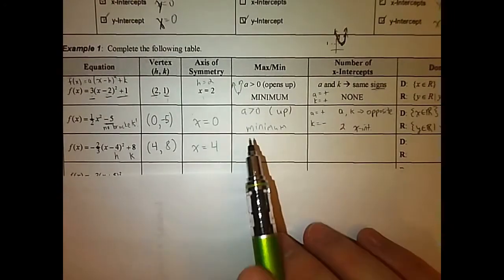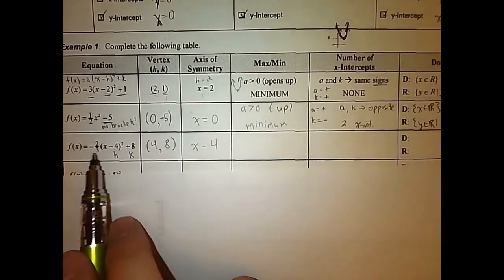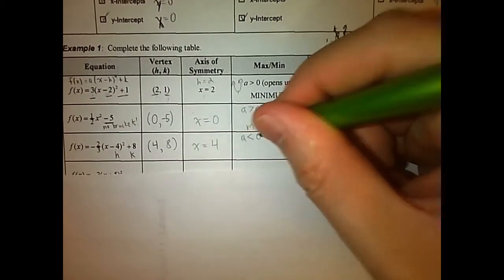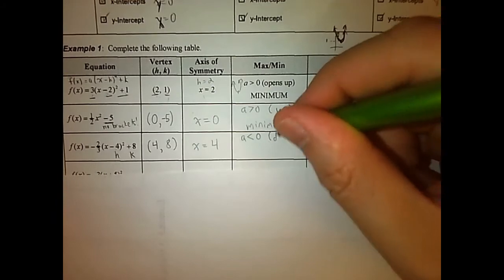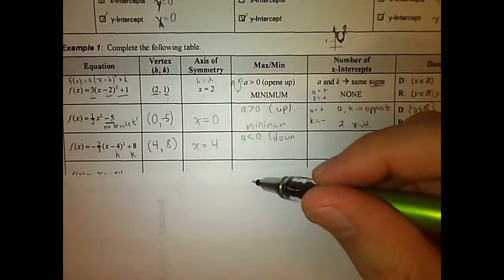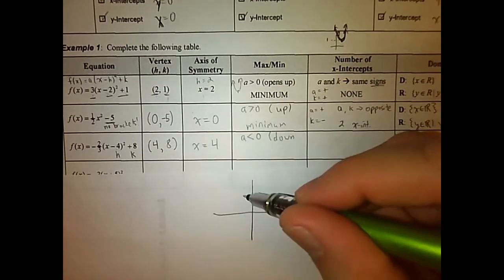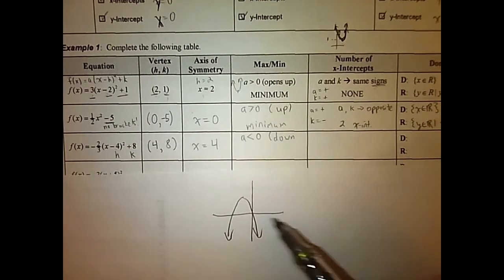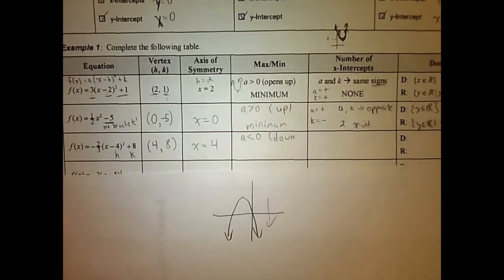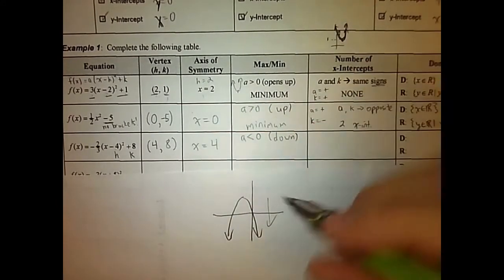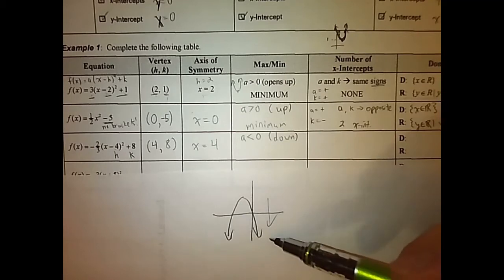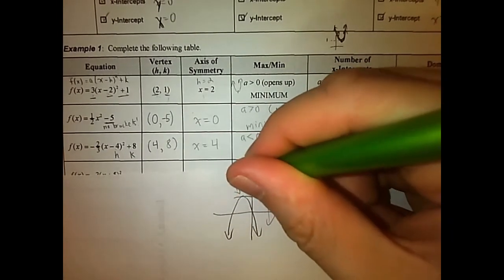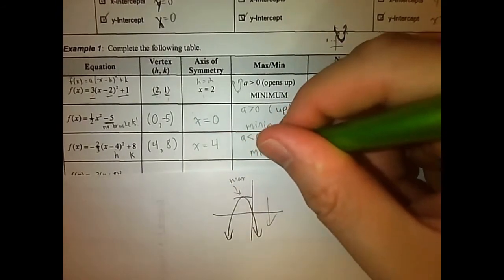Do we have a max or a minimum? Well, we have to look at the a value. Is a positive or negative? a is less than 0, which means it's got to open downwards. It's got to go downwards if a is negative. Again, I just drew this randomly. I'm just showing it's going downwards. So if it's going downwards, the highest point is going to be called the maximum. So we're going to have a maximum here.